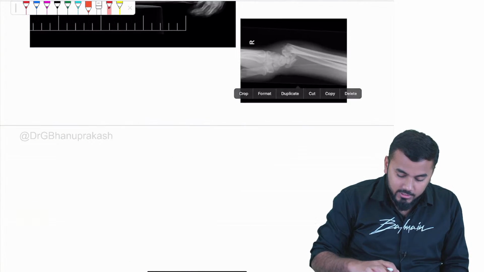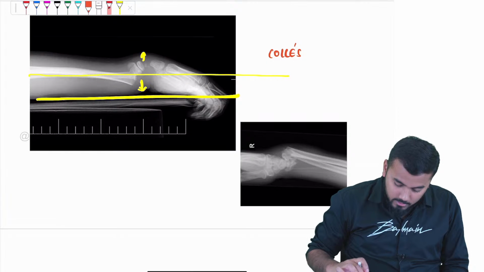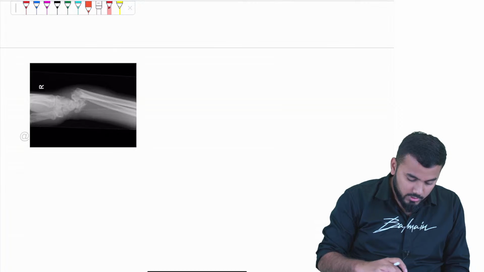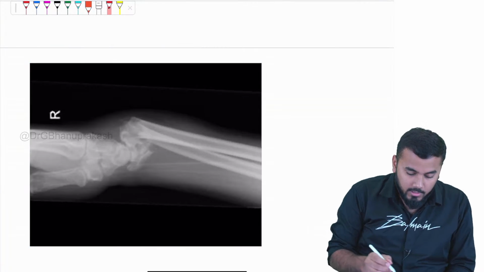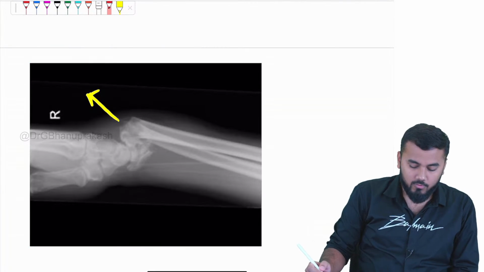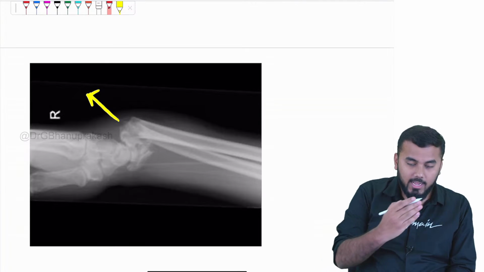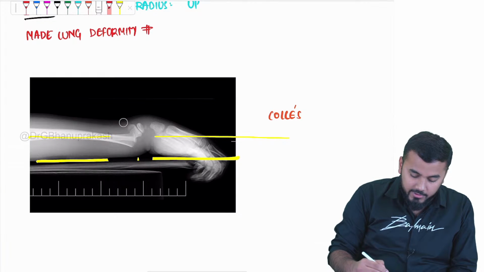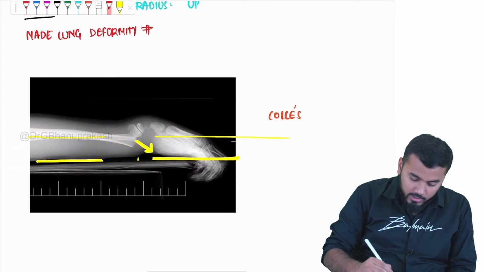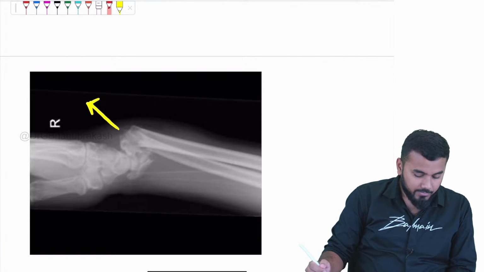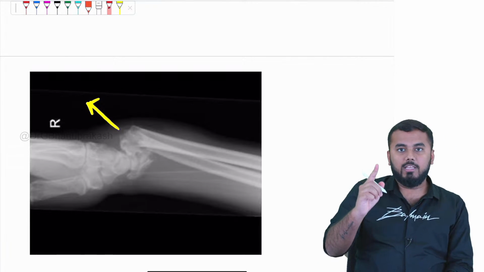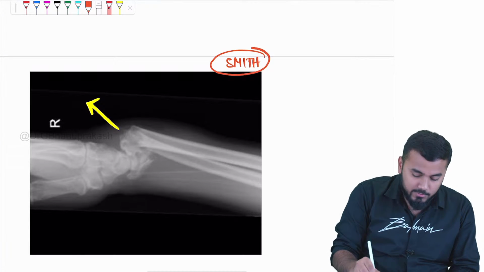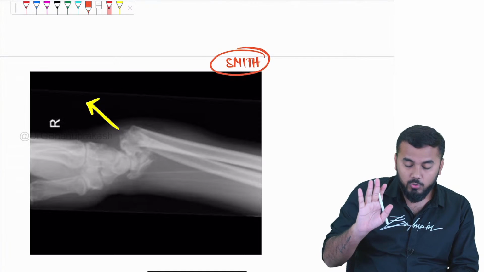Now compare these two things. Now look here, the radius is pointing upward now. Look at the previous picture. The radius was pointing downward. Now the radius is pointing upward. So upward is called what? Smith or Colles? Excellent. It is Smith. You understood, right?